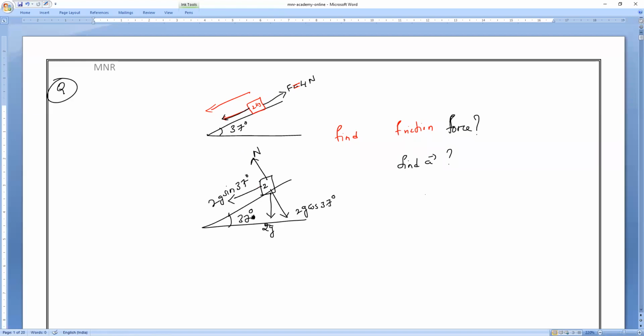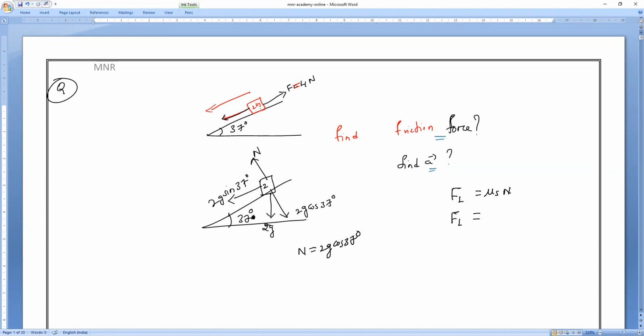Now, if you want to find the acceleration or whatever it is, first you need to know whether it is in motion or at rest. Am I right or wrong, everybody? So how to prove it? In yesterday's class also we did motion or rest. How can we prove it? By finding the limiting friction. Am I right or wrong, all of you? Limiting friction, we all know that N is equal to 2g cos 37. So the limiting friction is equal to the mu value.